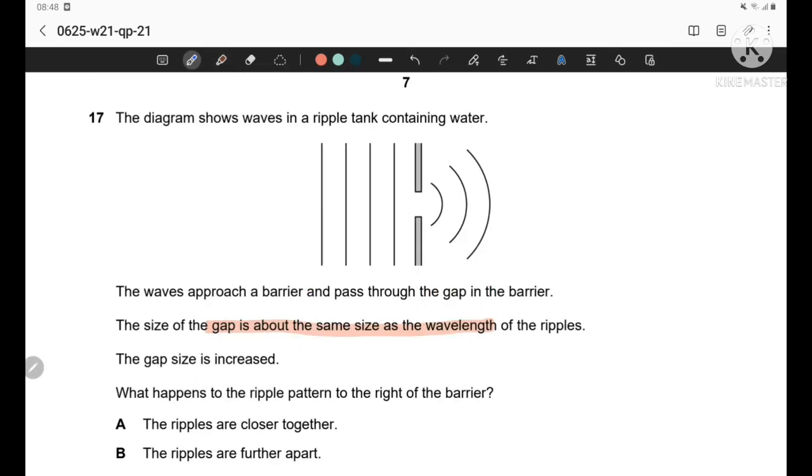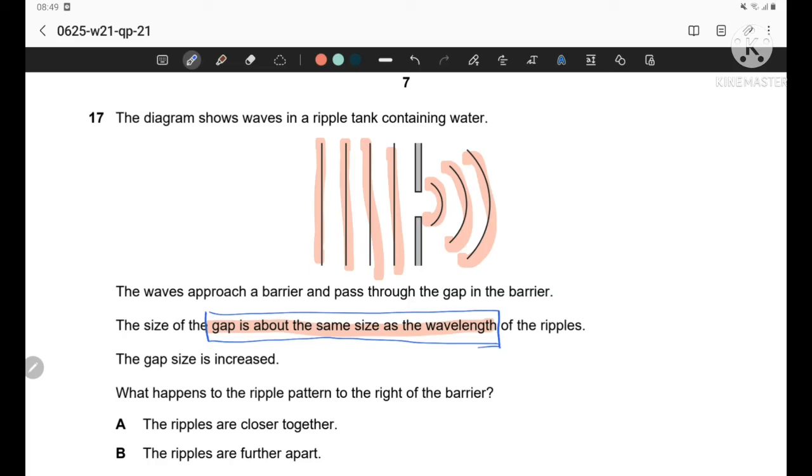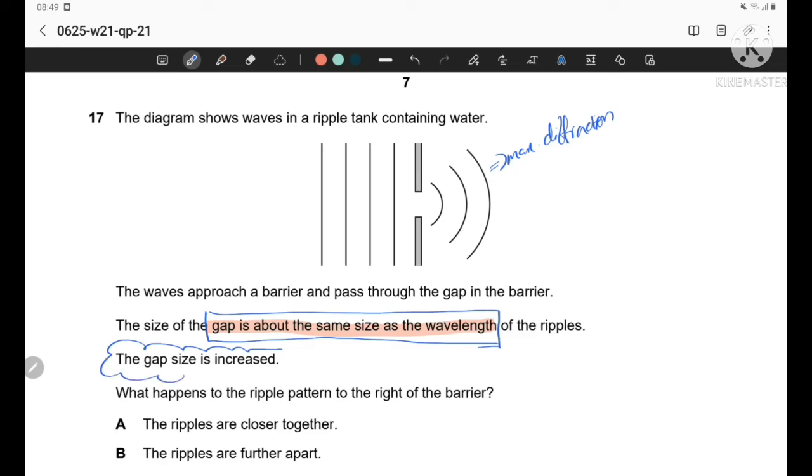So here we can see when these water waves pass through the gap, diffraction is happening. And diffraction will be maximum when the gap width is the same as the wavelength. So here the gap width and wavelength are the same, so we are getting maximum diffraction in this case. But later they increased the gap size. So what will happen to the amount of diffraction, or what can be observed?